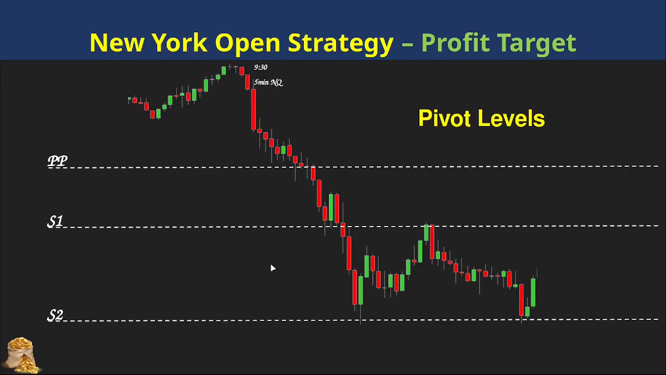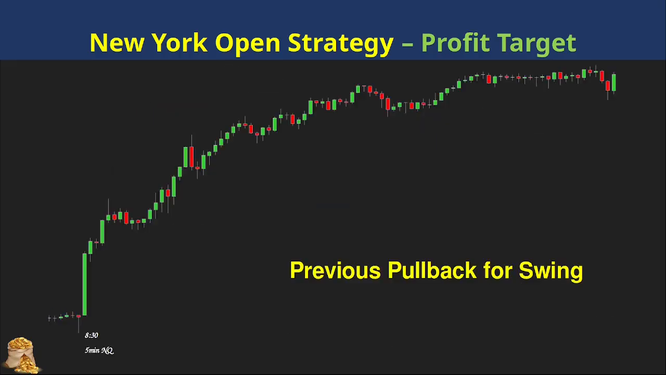Here is the pivot level approach. You can see that after the market opens, it goes down to the PP level here. You can clearly see there's a consolidation. That means the market respects this level. And then it goes down for the second leg here. You can see it touches S1 and then bounces back, and then goes down to S2 and then bounces back. So these PP, S1 and S2 levels are very good profit targets for you to exit the market.